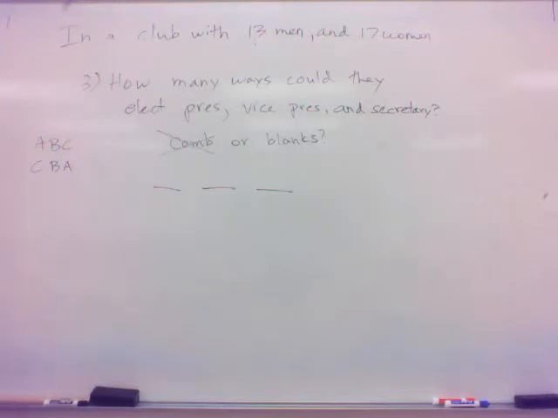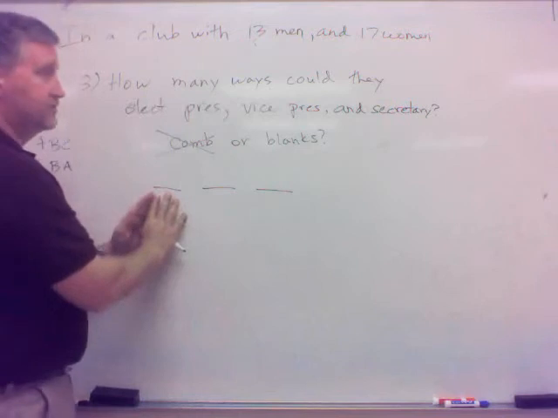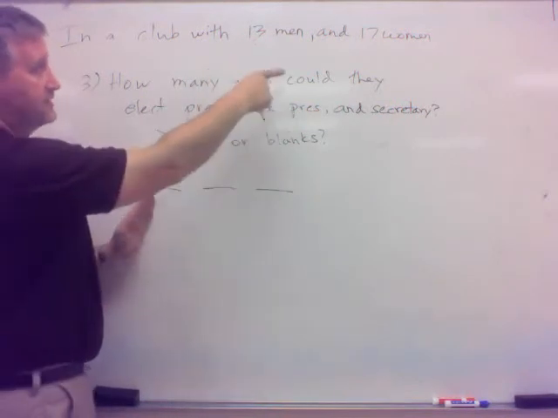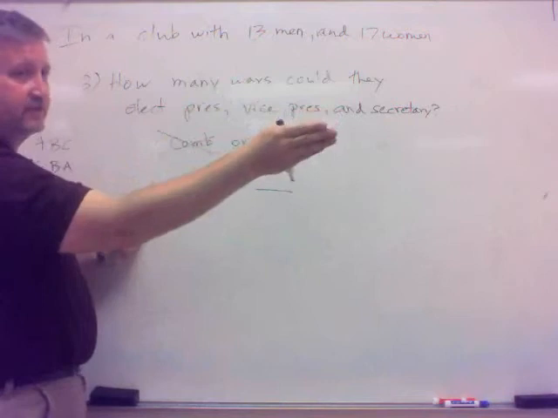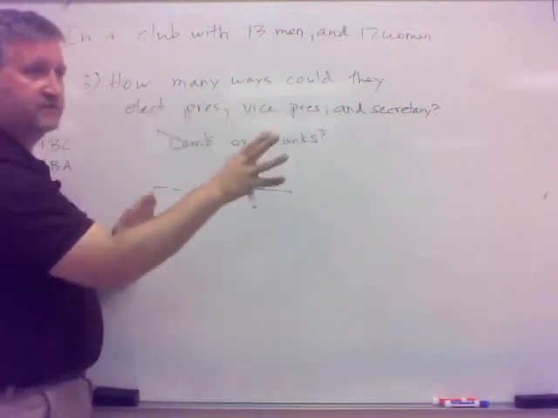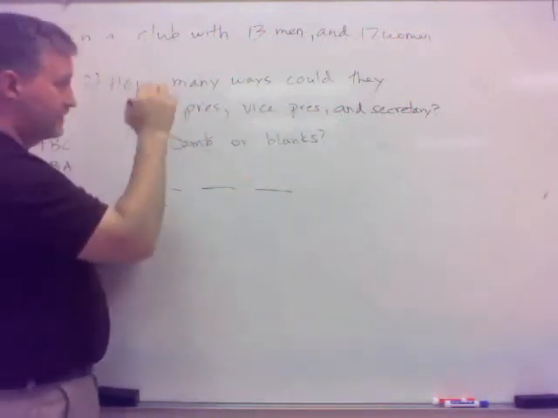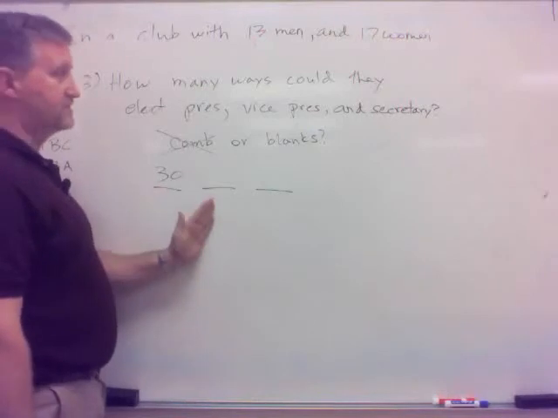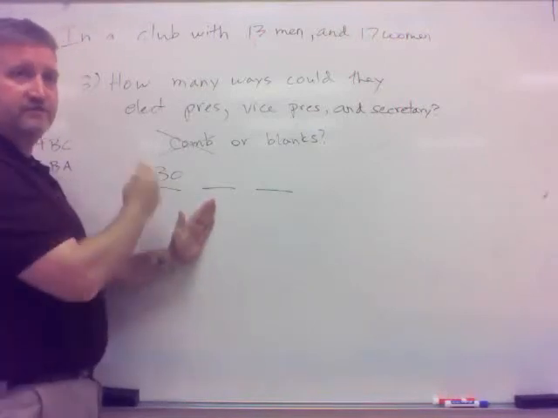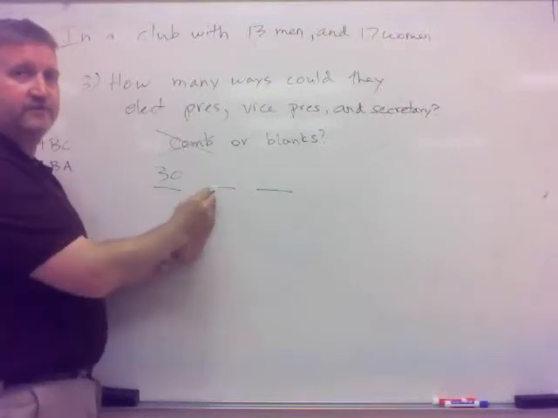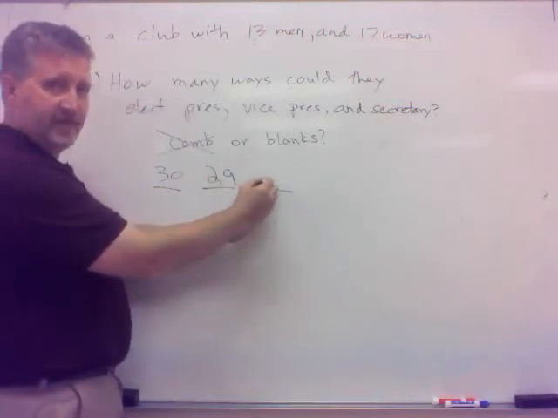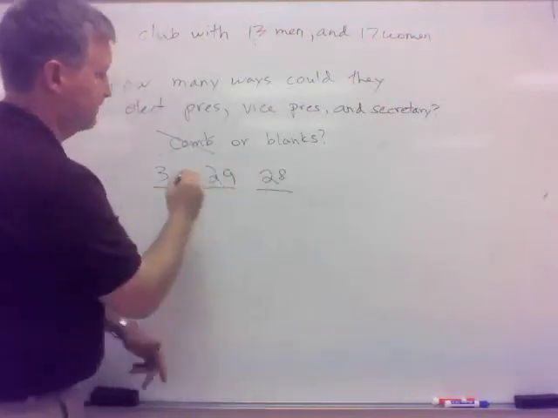Okay. All right, so if I use the blanks, how many ways could I choose the president? We got 13 men, 17 women. Any of those could be president, right? There's no specification which is president, which is vice. 30 ways. What about this vice president? Well, I can't use the same president, so 29. And then I have to go 28, multiply those together. See?